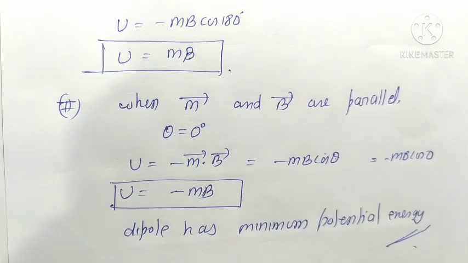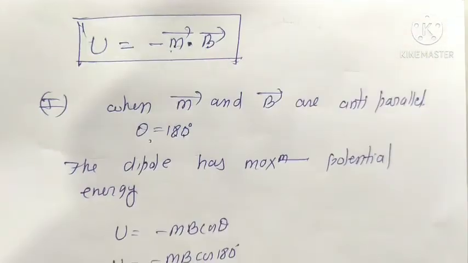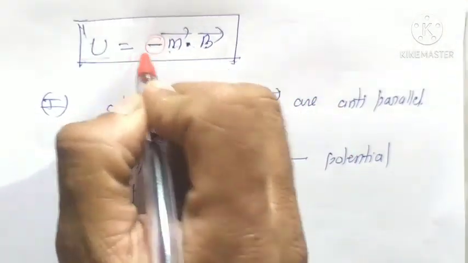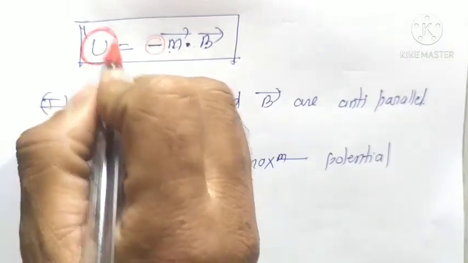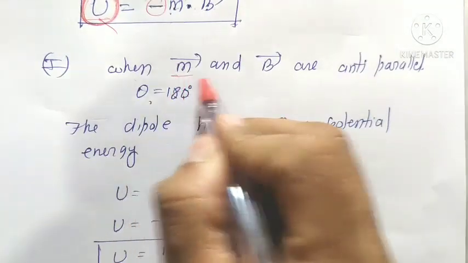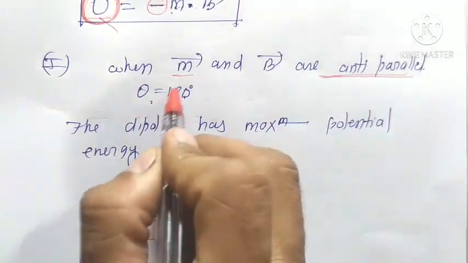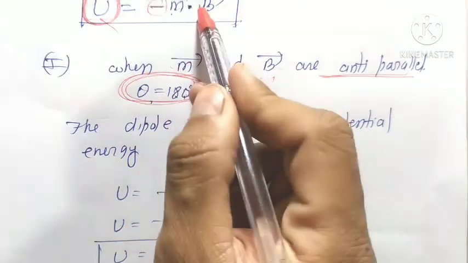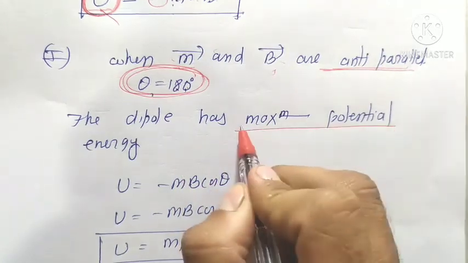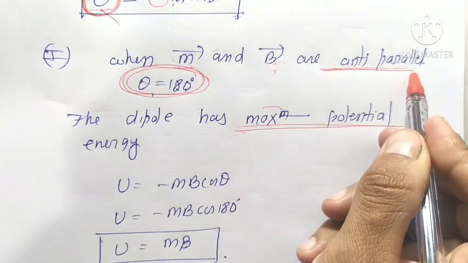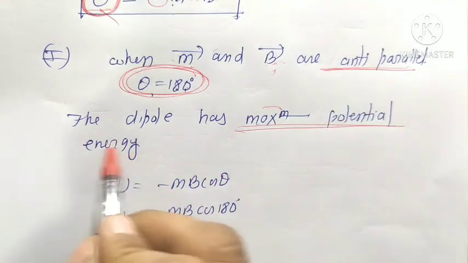So we already have the value of potential energy, U is equal to minus M dot B. The minus sign comes here because the work done is stored as potential energy. Here M and B are anti-parallel. Anti-parallel means theta is equal to 180 degrees, the angle between both of them is 180 degrees. So when both magnetic moment and magnetic field are anti-parallel to each other, the dipole has maximum potential energy.